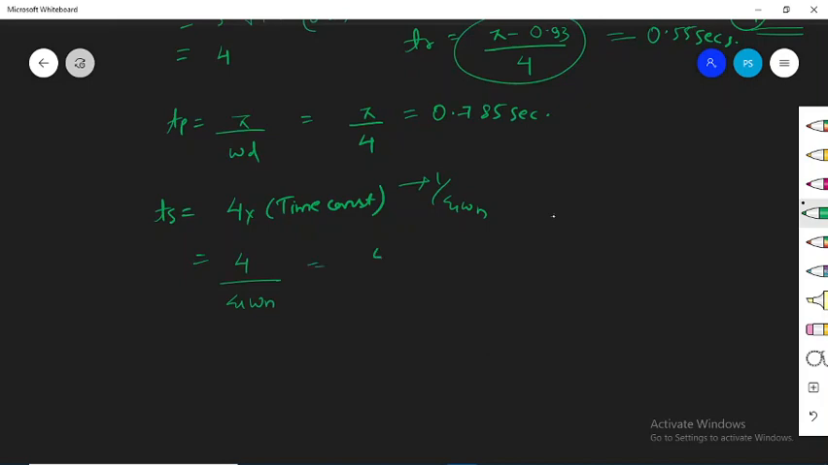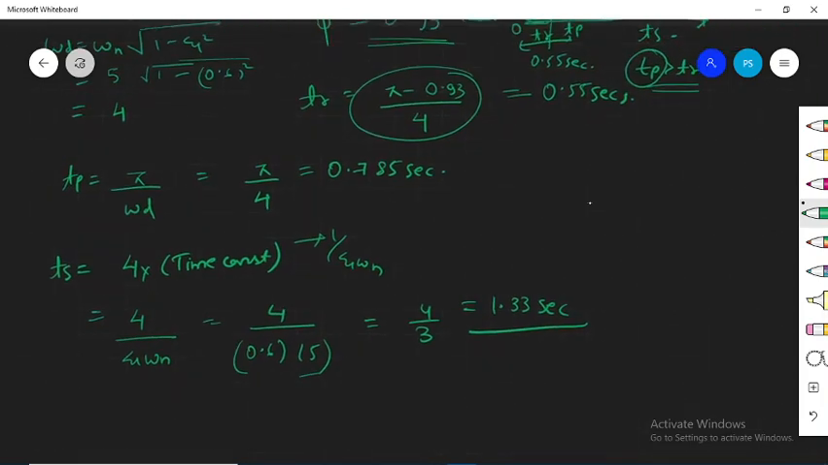Now the values of zeta and omega n are already given. The value of zeta is 0.6. The value of omega n is given as 5. Hence this will become 3, so it will become 4 divided by 3. Hence it will come out to be 1.33 seconds. The settling time for the system will come out to be equal to 1.33 seconds.